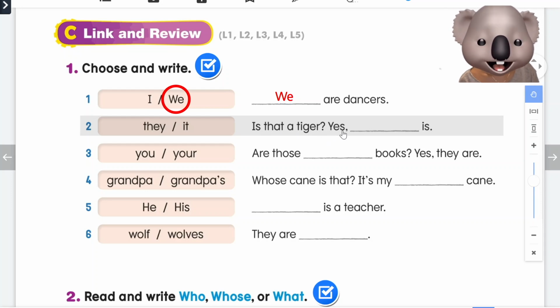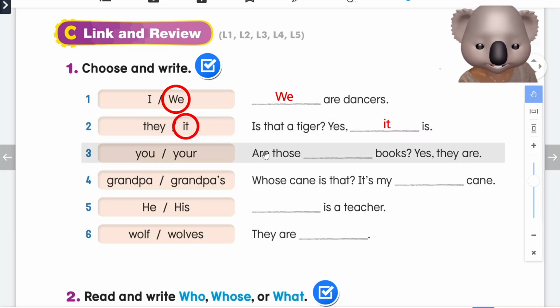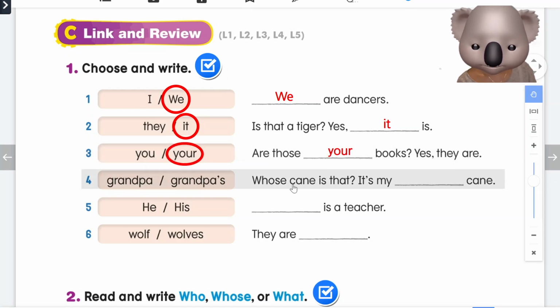Yes. Tiger는 S가 없어서 하나만 있어. Will we say they or it? Good. Yes, it is. Number 3. Are those books? Yes, they are. Are those you books or your books? You는 너, your는 너의. Good. Are those your books? Number 4.